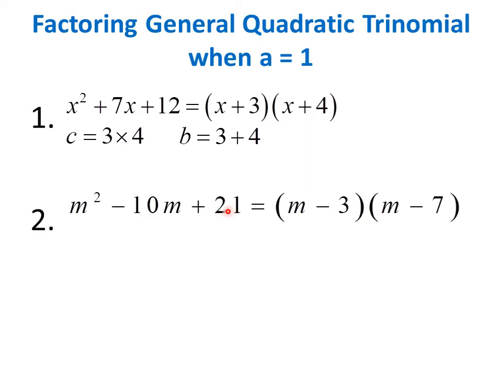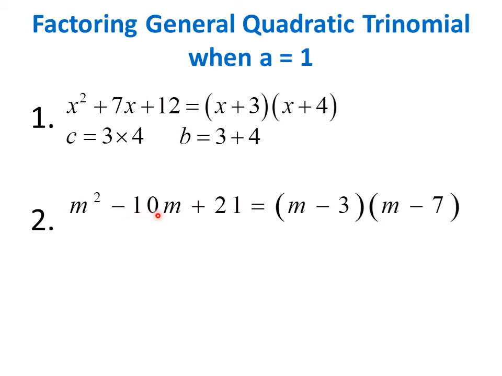So we have 1 times 21, but they won't add up to 10 or negative 10. How about 3 times 7? Yes, they can add up to 10 or negative 10. Now, since the third term is positive while the second term is negative, we should get the clue that the numbers that we are looking for are both negative, because negative times negative is positive and negative plus negative is negative.